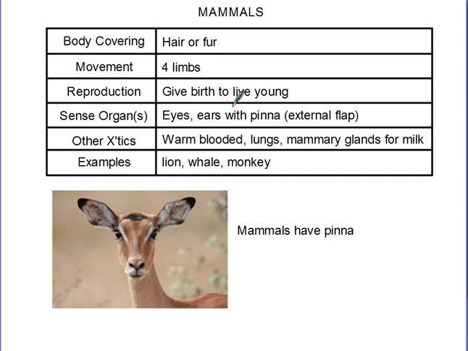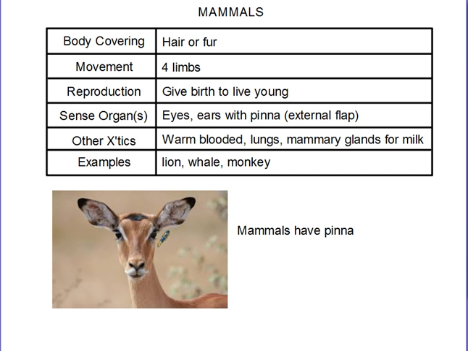Mammals give birth to live young ones. Whales and dolphins do same. So whales, dolphins, and bats. Whales and dolphins are not fishes. Bats are not birds because they also give birth to live young ones. Mammals have eyes, ears, and pinna, the external flap. Ears with pinna.